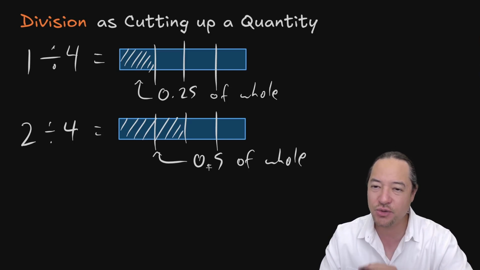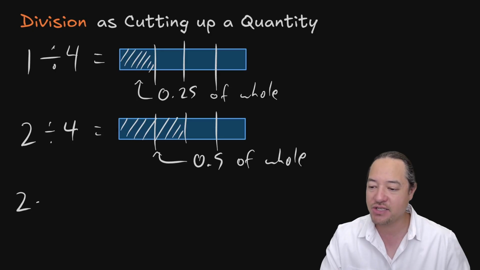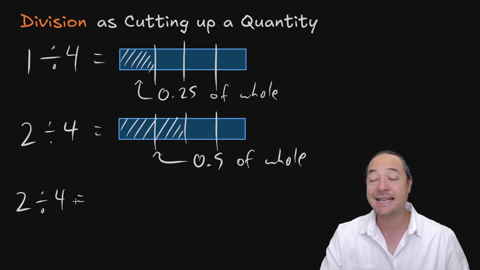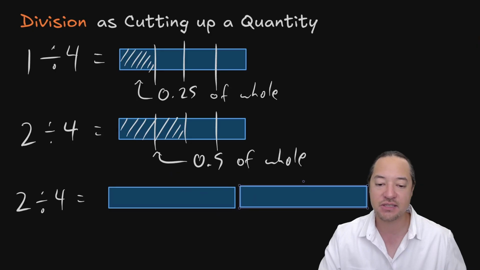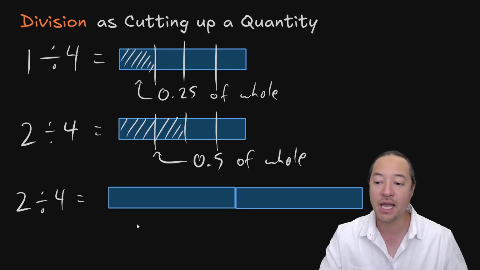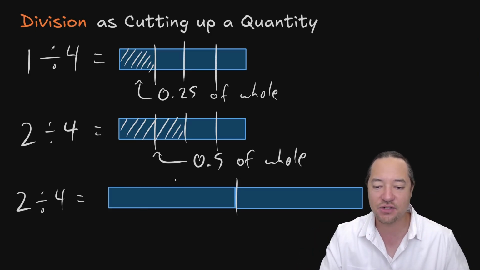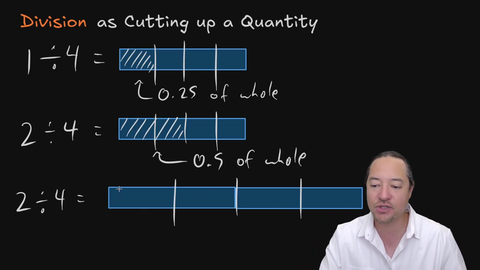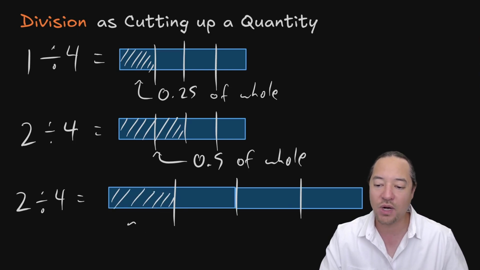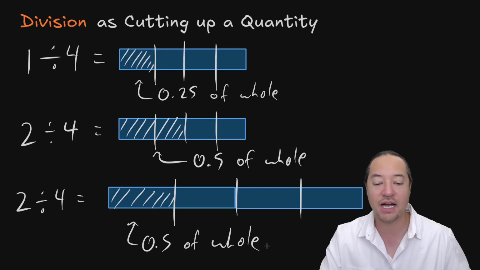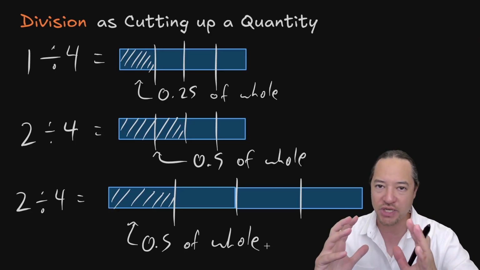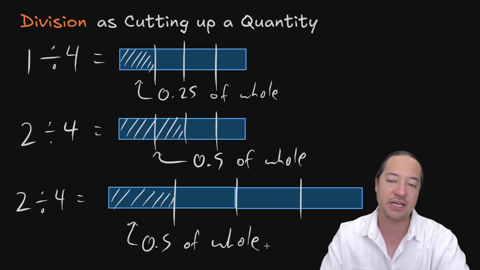I can actually think about 2 divided by 4 a different way. So let's try this 2 divided by 4. Now I'm going to see this 2 as 2 whole objects. So I'm going to grab 2 whole objects like this. I've got 2 whole objects now, and then I'm going to cut those 2 objects into 4 pieces. So let's cut this into 4 pieces, and then I'm going to wind up with one of those pieces. Once again, this is half of a whole object. So there's a few different ways to interpret division as cutting up an object.